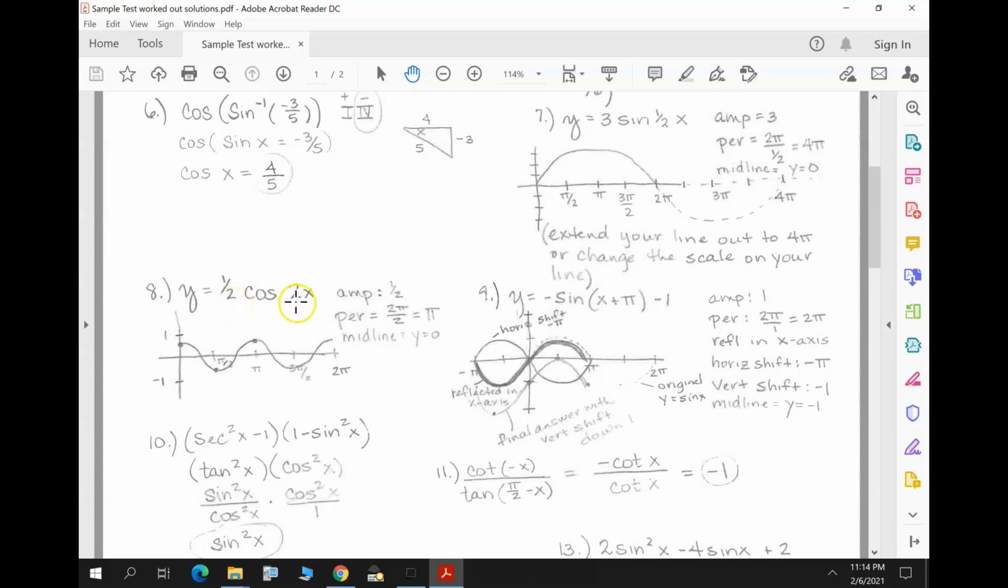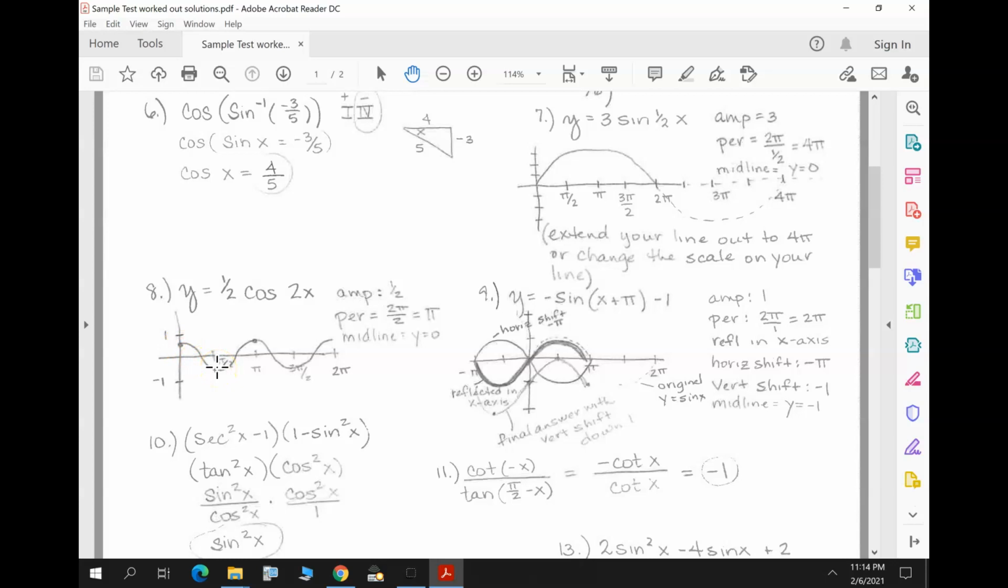And then the 2 in between cosine and x is going to change our period. So our new period will be 2 pi divided by b. So 2 pi divided by 2 would be 1 pi for our new period. So again, I want to draw this, instead of it starting at 1 and going down to -1, I want to draw this so it starts at 1/2 and goes down to -1/2.